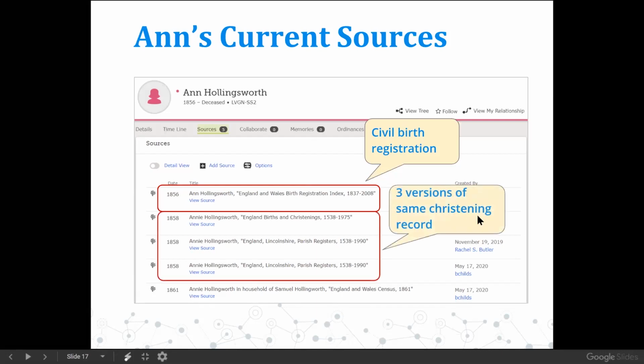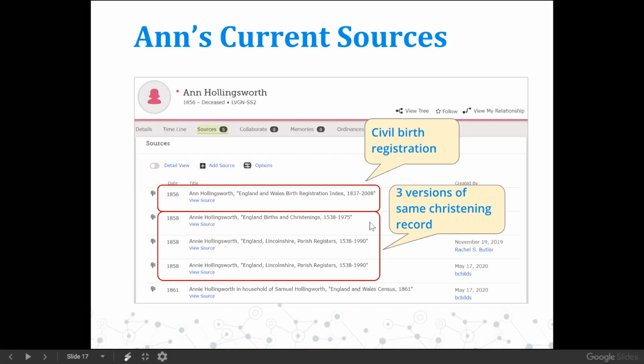Then we've got 3 versions of the same christening record. This might be familiar to you. My suspicion is that these came from extraction. And if you're not familiar with extraction, it's just the old version of indexing. So volunteers would just write down information from parish registers of the Church of England. They'd write down christenings, marriages, burials, and so forth. And then those were put into Family Tree. Or actually, a lot of them were put in Family Tree, but also these records were added to FamilySearch Historical Records.